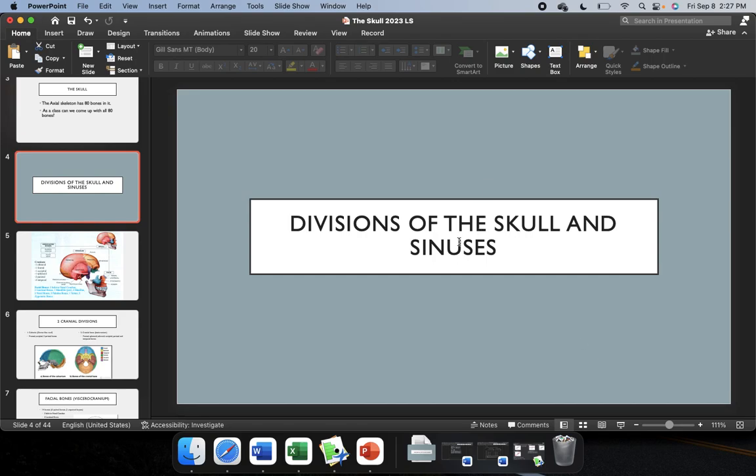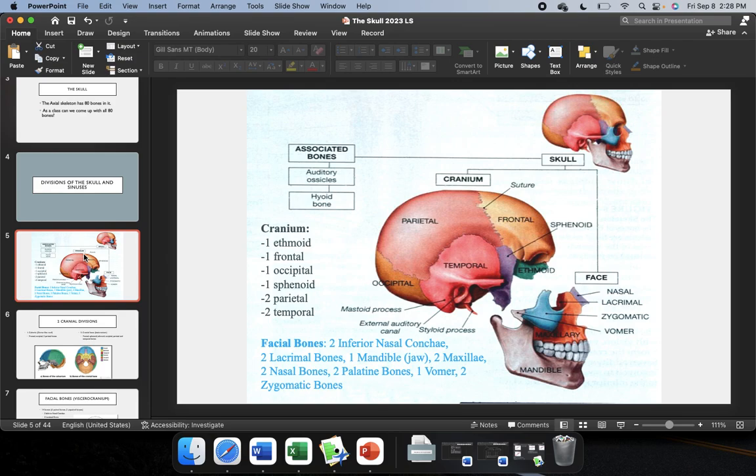Divisions of the skull and skull sinuses. The skull can be split into two basic parts. The first being the cranium, or the part of the skull that houses the brain, and the second is the facial bones, or the part of the skull that does not house the brain.